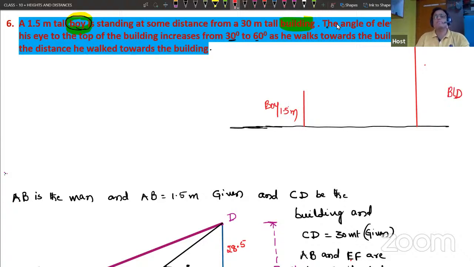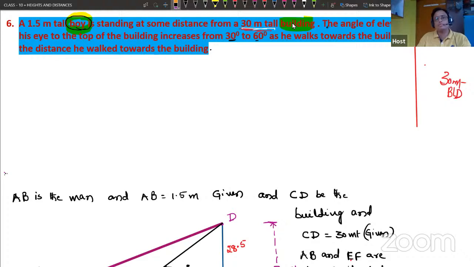First, check whether he has given the height of the building. Look at here, 30 meters tall building. So this is 30 meters, he has already given this building height. Dear students, once again now I'll draw this diagram systematically.